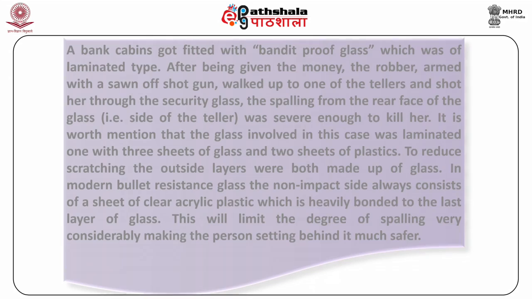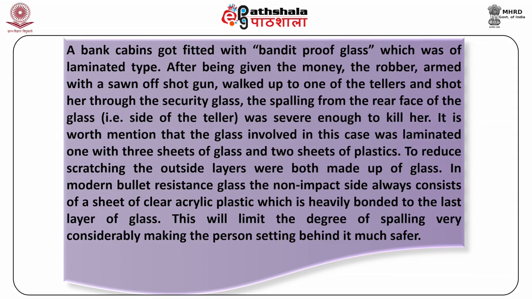Case number 2. A bank cabin was fitted with bandit-proof glass, which was of laminated type. After being given the money, the robber, armed with a sawn-off shotgun, walked up to one of the tellers and shot her through the security glass. The spalling from the rear face of the glass was severe enough to kill her. It is worth mentioning that the glass involved in this case was laminated, with 3 sheets of glass and 2 sheets of plastic. To reduce scratching, the outside layers were both made of glass. In modern bullet-resistant glass, the non-impact side always consists of a sheet of clear acrylic plastic which is heavily bonded to the last layer of the glass. This will limit the degree of spalling very considerably, making the person sitting behind it much safer.